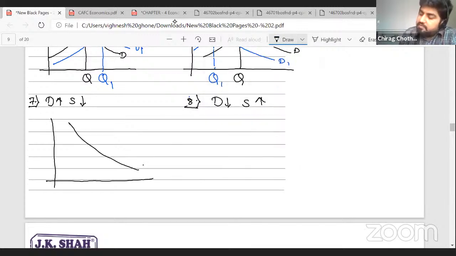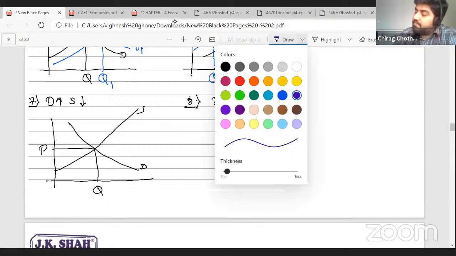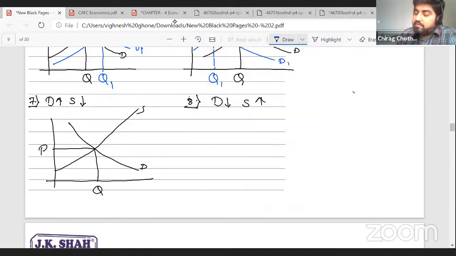So this is our original demand curve. This is our original supply curve. When they both intersect each other, that will be our equilibrium quantity and equilibrium price. The next part, guys, what is happening to demand and what is happening to supply? Look at this very carefully. The demand is increasing, so it will shift towards the right. So this is my new demand curve, D1. Now what is happening to the supply curve?